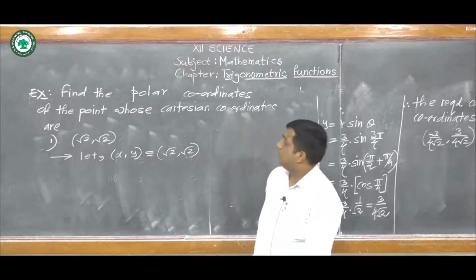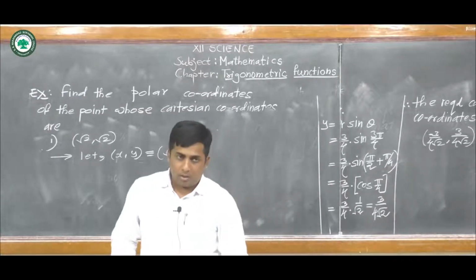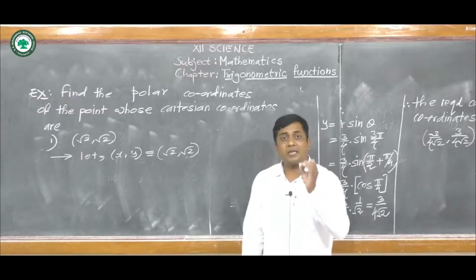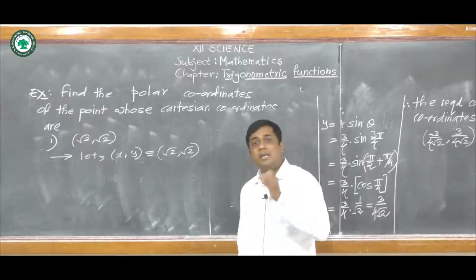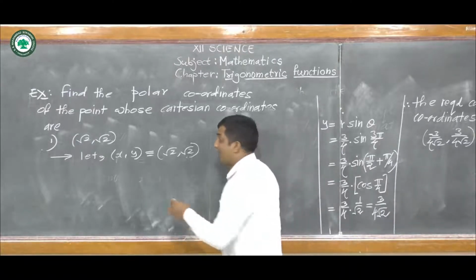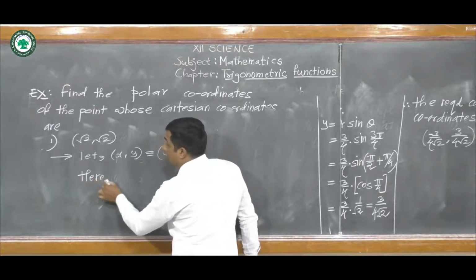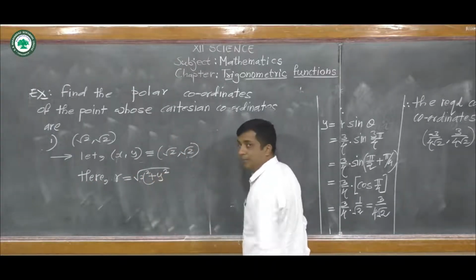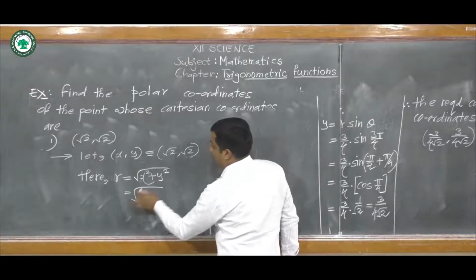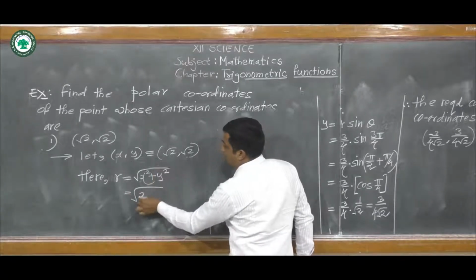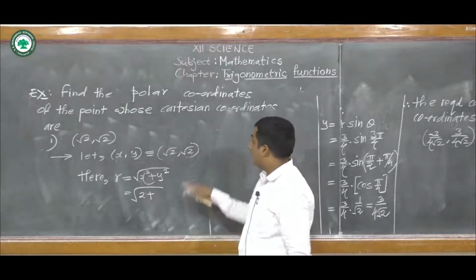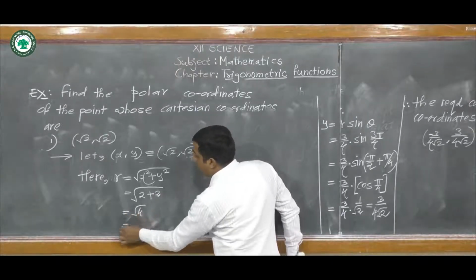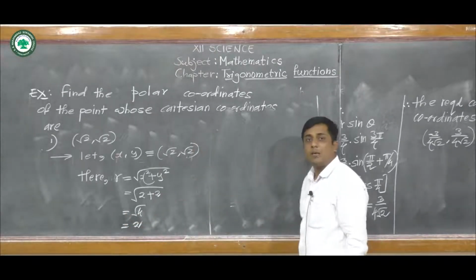Now to find the polar coordinates, we consider r, theta, that is the radius vector and the vectorial angle. To find this radius vector r, we consider r is equal to square root of x square plus y square, which is equal to, we know x is root 2, so root 2 square is 2, plus y is root 2, again root 2 square is 2, and this is equal to root 4, and we know root 4 is 2. So this is our r.